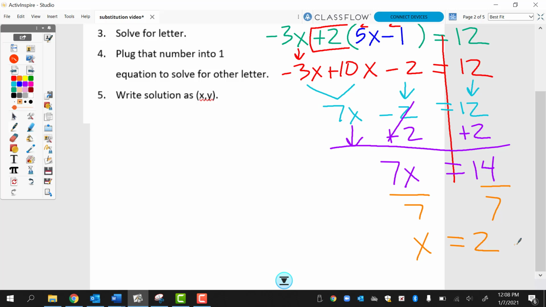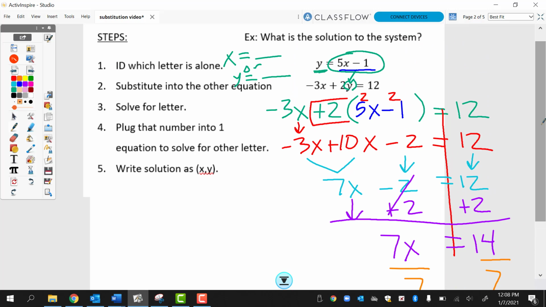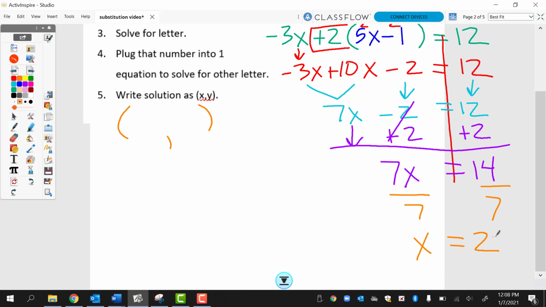Now we know when we were typing these questions in the calculator, we got an answer in parentheses, like number, comma, number. Right now, I only have one number as my answer, so I'm not done. I got to get two numbers in my answer to have a full and complete answer. So that was only step 3, solve for the letter. Now I'm going to plug this number into the equation to solve for the other letter. Right now, I only know the X, and I need to know the Y number.